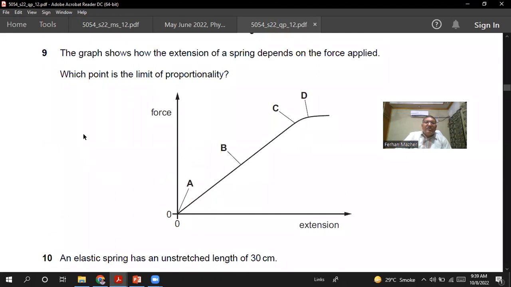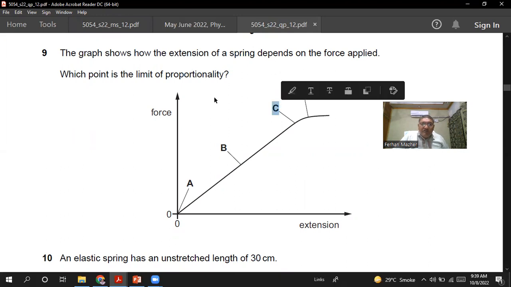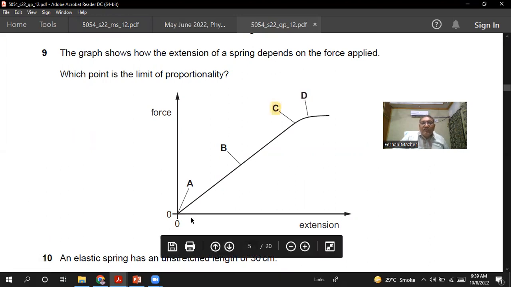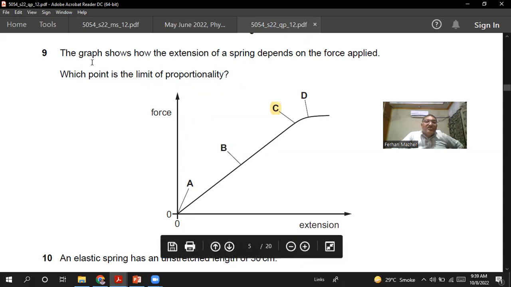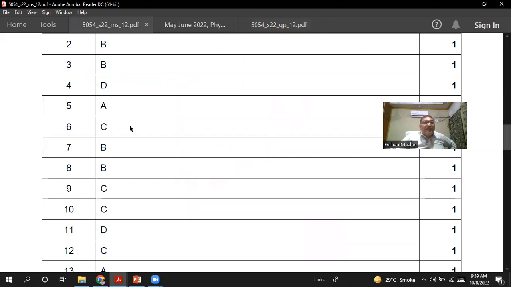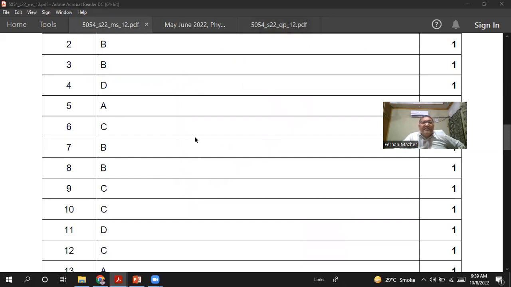Okay, so the question number 9, the graph shows how the extension of a spring depends on the force applied. Which point is the limit of proportionality? The limit of proportionality is that point up to which on the extension load graph the graph is a straight line, meaning that extension and load are directly proportional to each other. So I think up to point C the line looks straight, which means extension and load are directly proportional to each other. After that, the graph has become a curve. So C is the limit of proportionality. Question number 9, C is the right answer, sir.